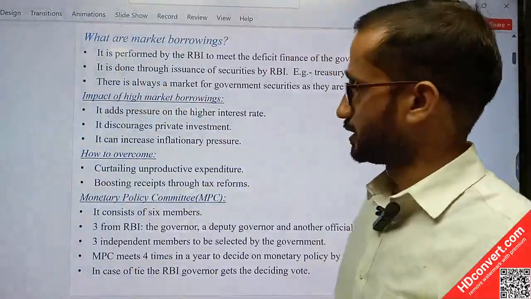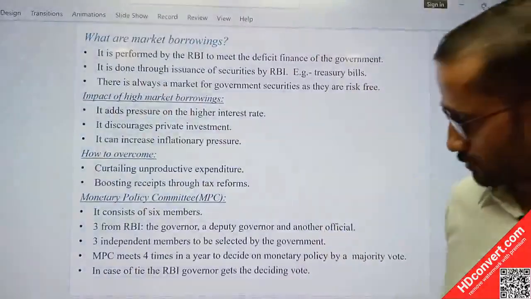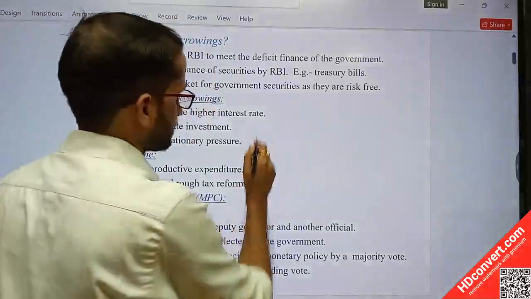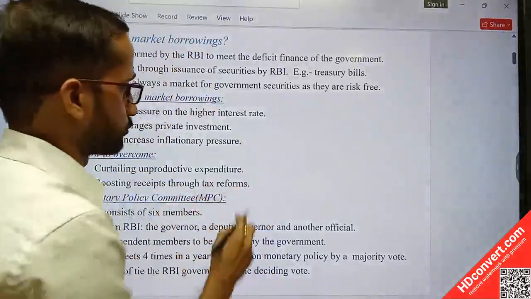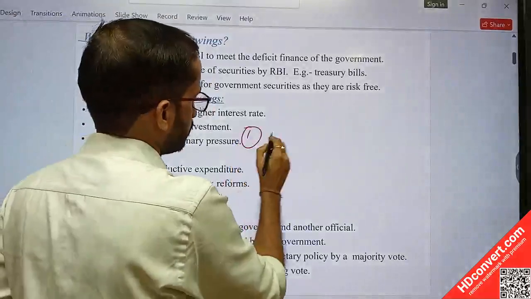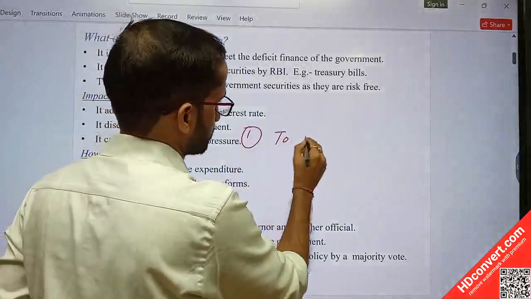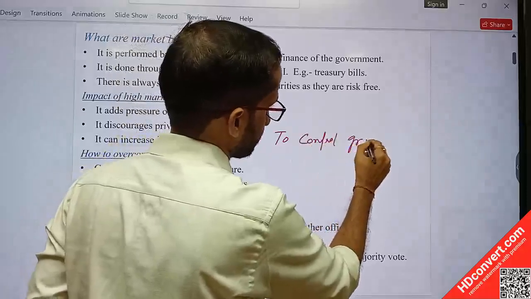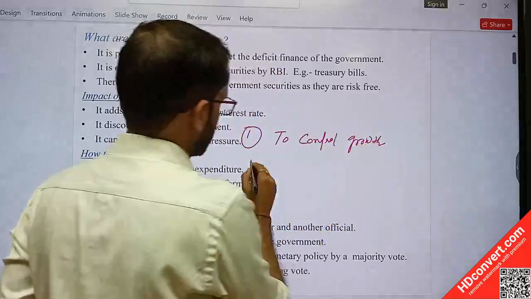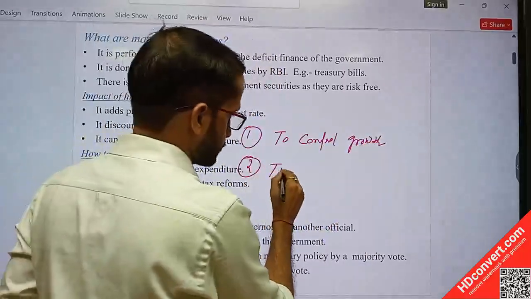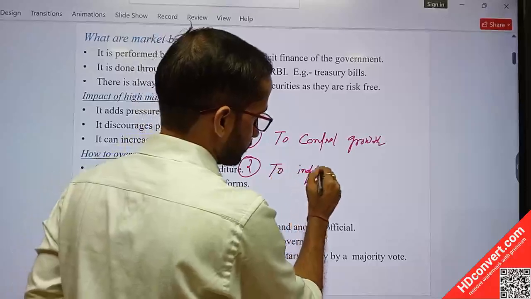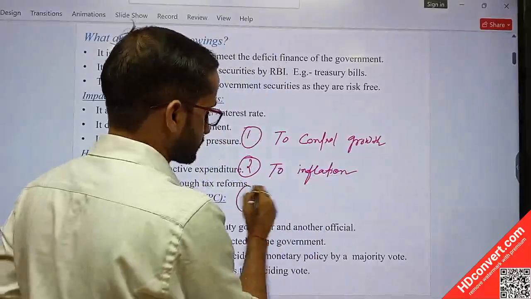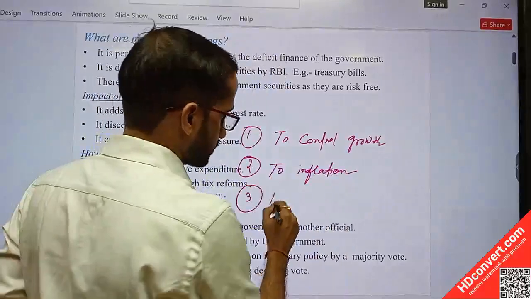Again, you see monetary policy. I have already covered the main objectives of monetary policy. There are actually three objectives. The first objective is to control growth. The second objective is to control inflation. Inflation is nothing but price rise. And the third objective is to maintain liquidity, the money supply.